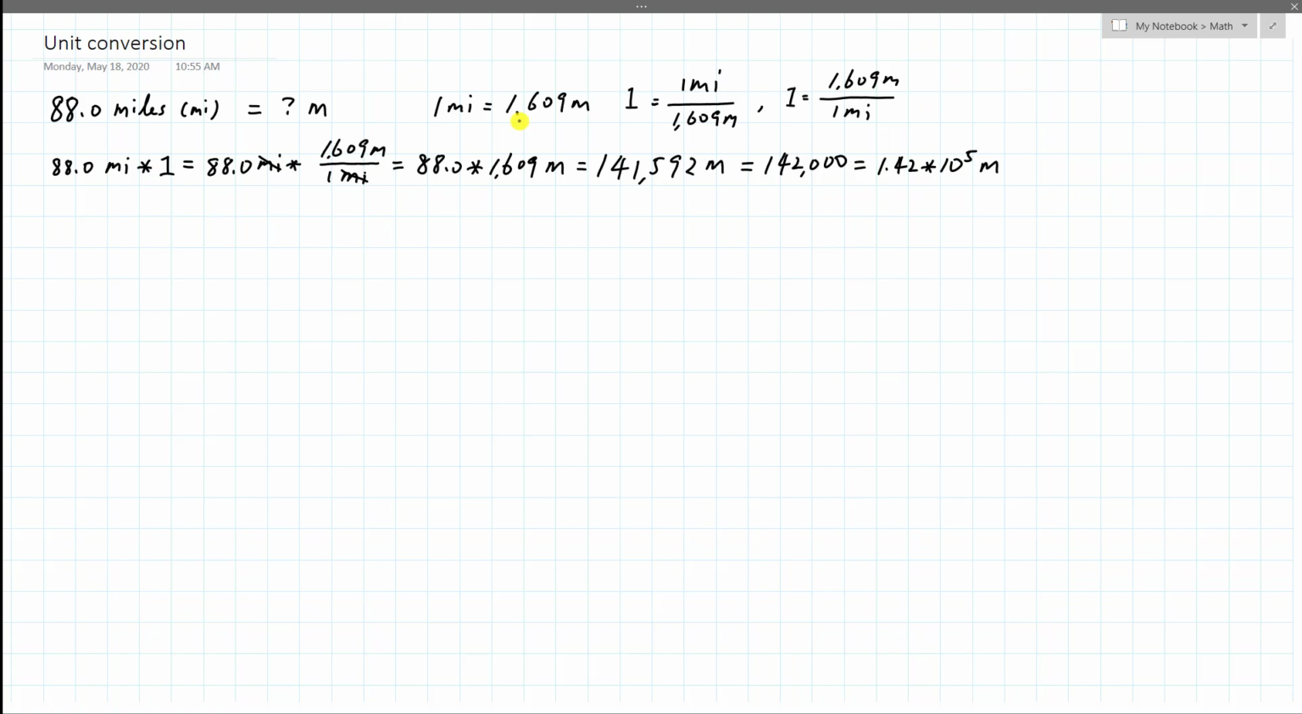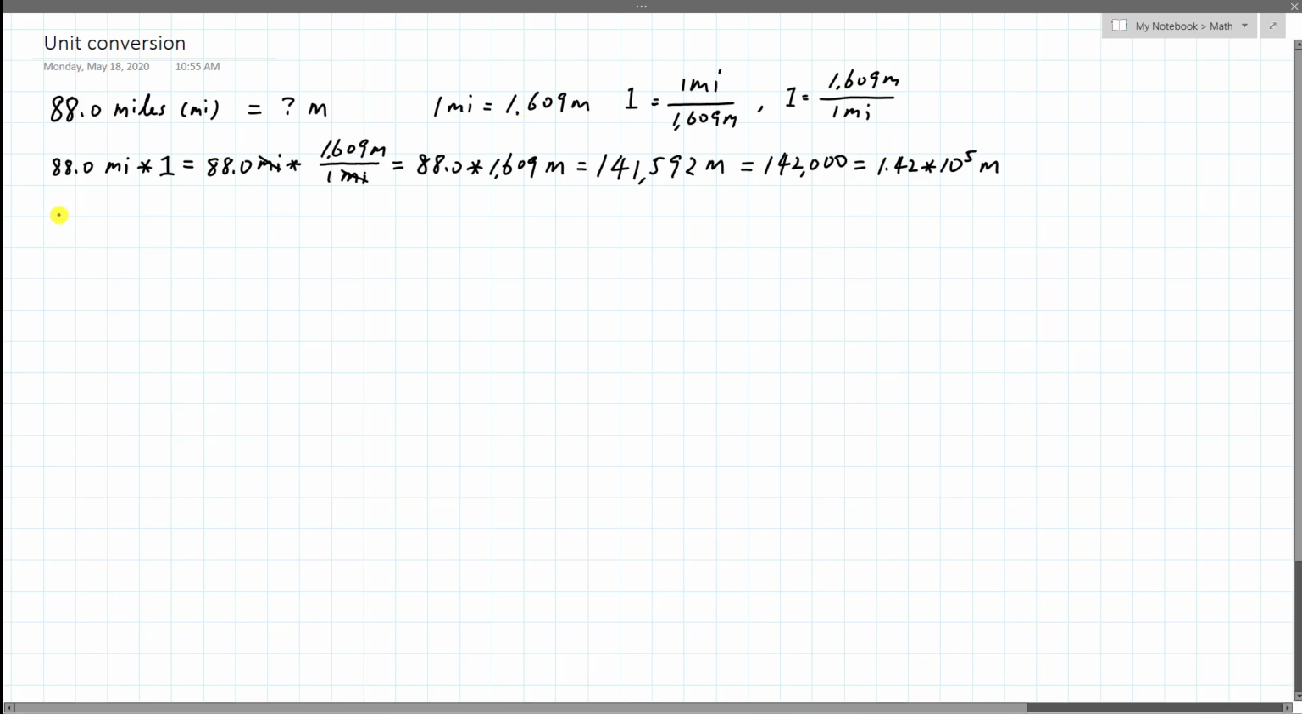Those are composites, right? Mile per hour into meter per second, not a simple mile to meter, hour to second. So now let's do that. We'll still have 88, so 88.0 miles per hour. I want to convert this into meters per second.